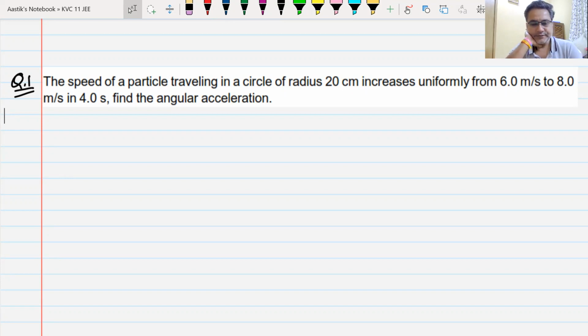Shall I do it? 0.1. 0.1 radians per second square, sir. 0.1 radians per second square is not correct. Yes?